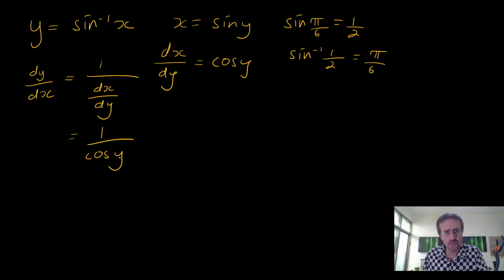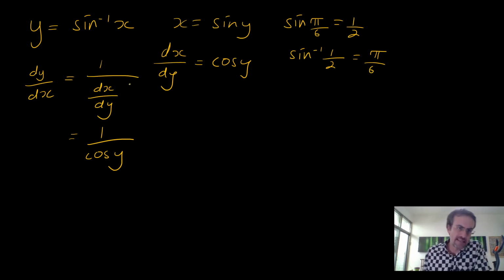But it's in terms of y, and we don't want it to be in terms of y. We want it to be in terms of x. Okay, so what are we going to do? Well, we have y equals sine to the minus 1 of x. I could just plug that in. I could say dy by dx equals 1 over cos of sine to the minus 1 of x, cos of the inverse sine function in terms of x.